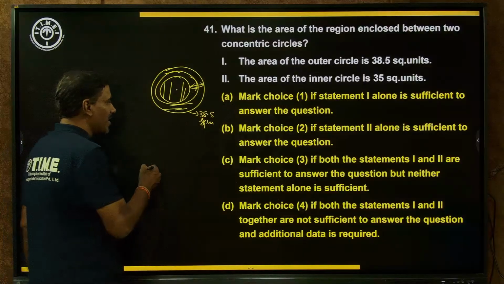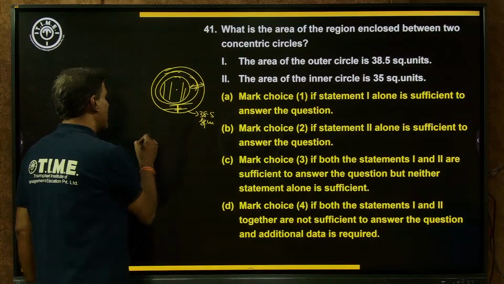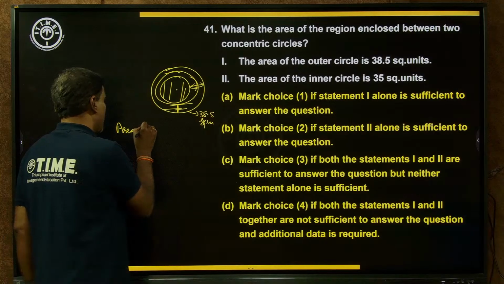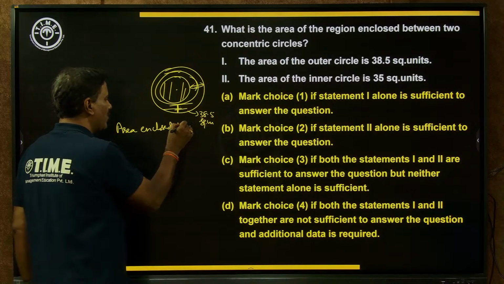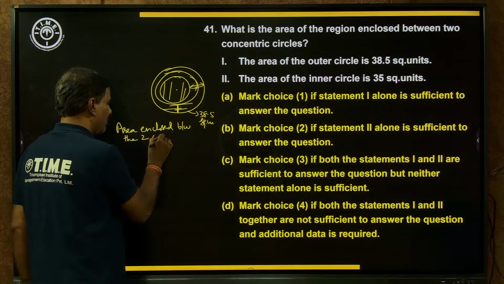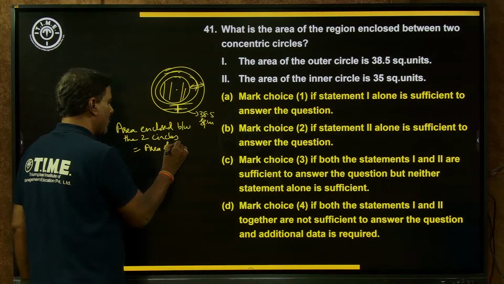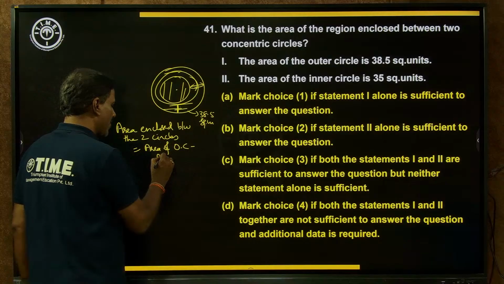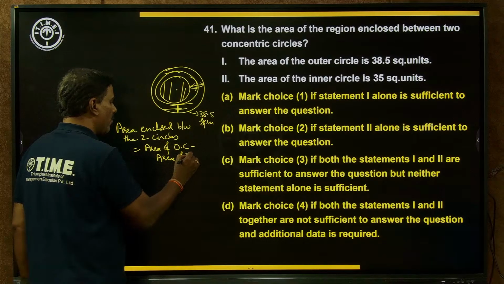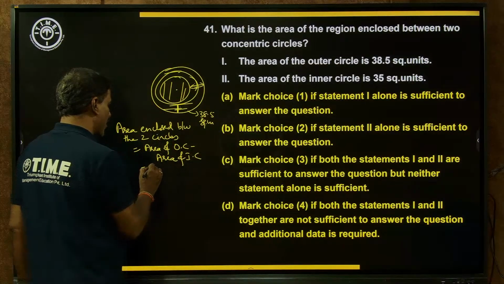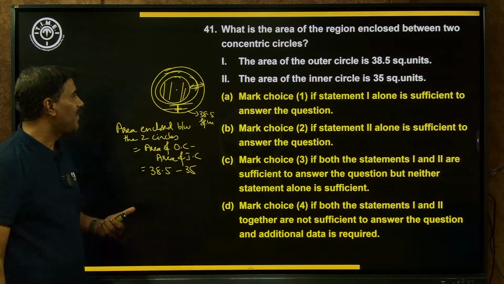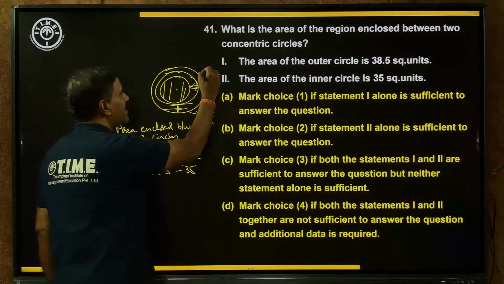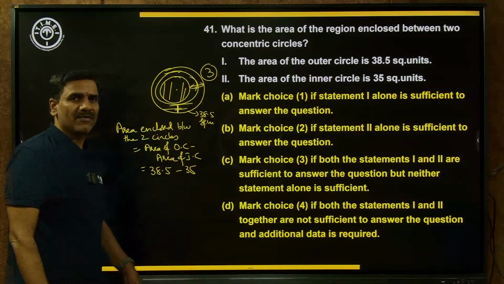But going for the combination, what we can say, area enclosed between the two circles is nothing but area of outer circle minus area of inner circle. We have the information about the outer circle area, 38.5. What about the area of the inner circle? 35. So as we know both, we can definitely find the area enclosed between them. So the answer is, together they are sufficient.